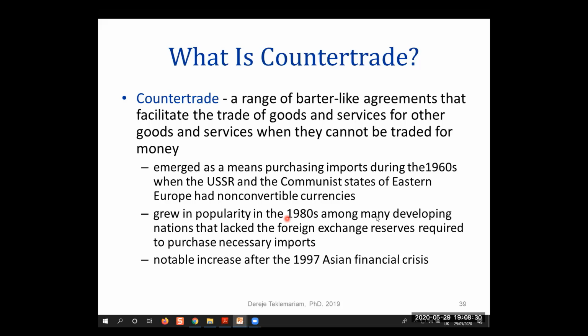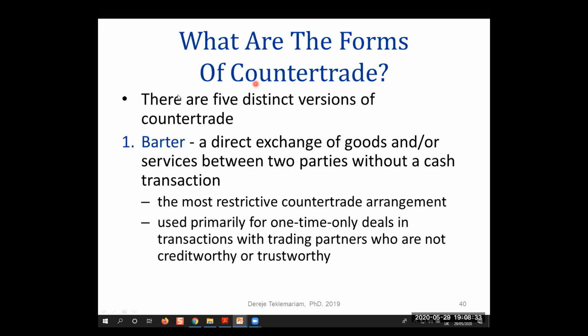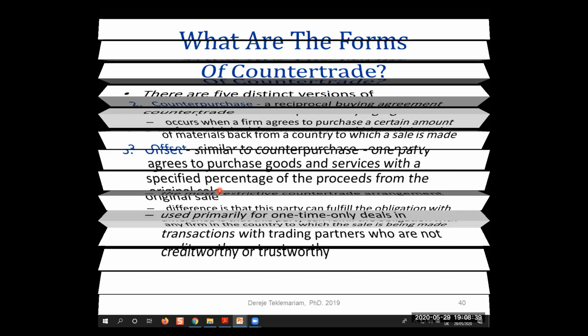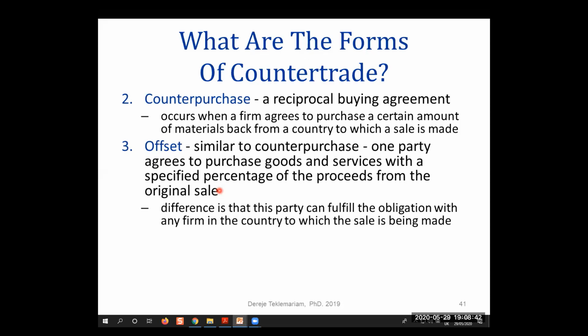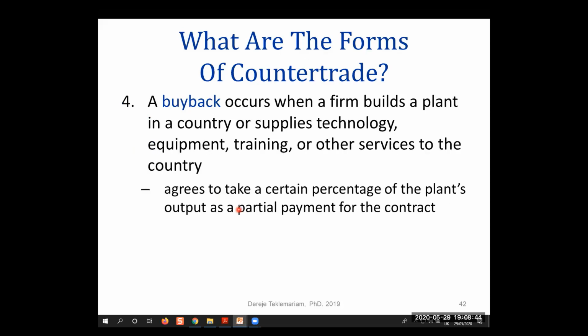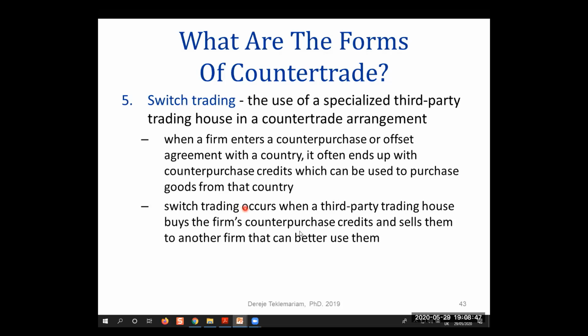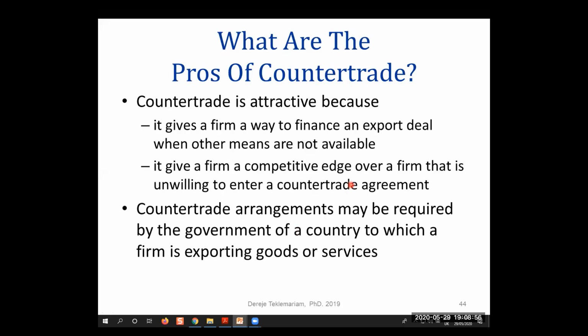So what are the different forms of counter trade? We can have bartering as one, counter purchase as one, offsetting as a third, buyback as another, and switch trading as the other. Please read them, they're really self-explanatory, and it's not like magic. If you have questions, you can ask me anytime. However, counter trade has some disadvantages as well as advantages. In the beginning, what are the advantages of counter trade?